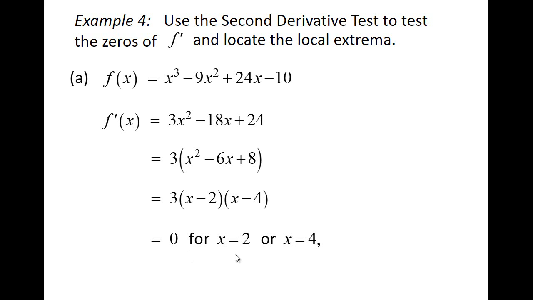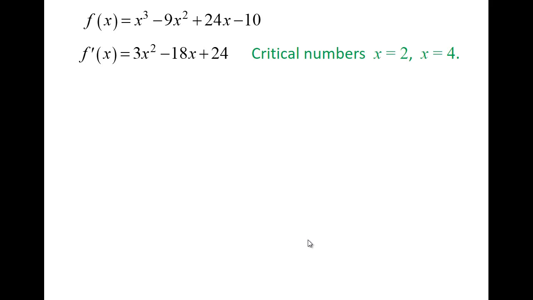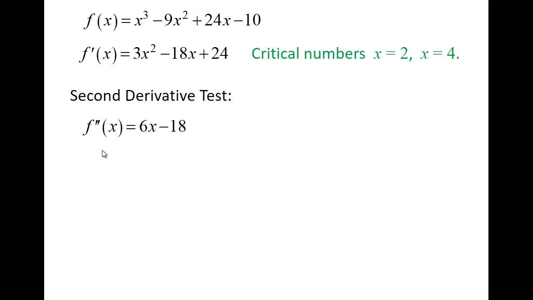Now we want to know whether at each one of these critical points we have a local max or a local min. So we're going to apply the second derivative test, and to do so we need the second derivative of the function. Now the second derivative would be the derivative of the first derivative, so the second derivative of f at x is 6x minus 18.